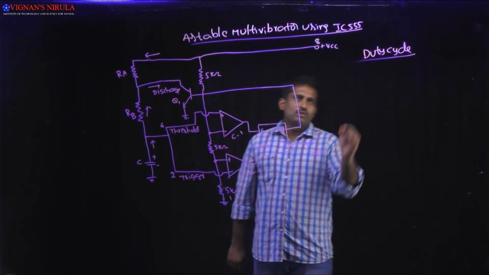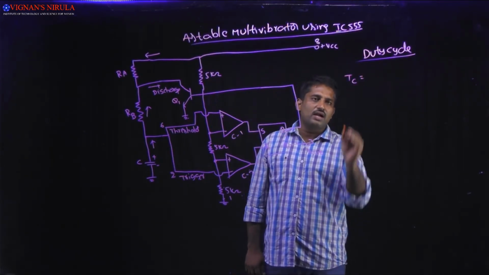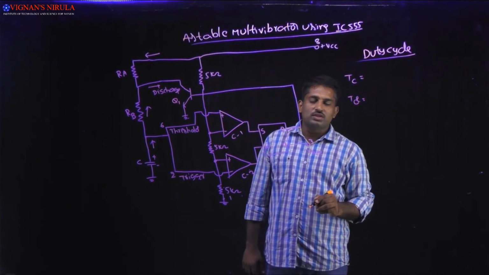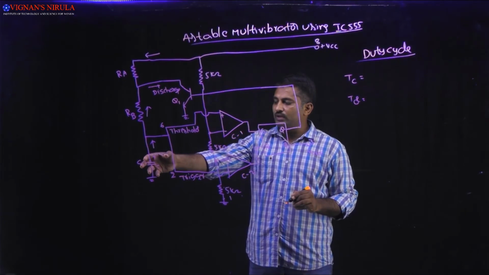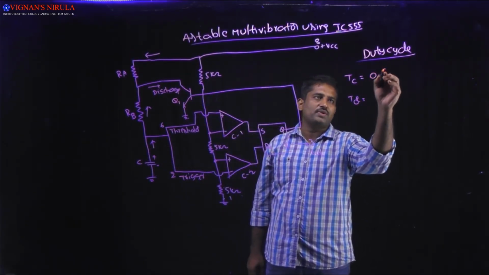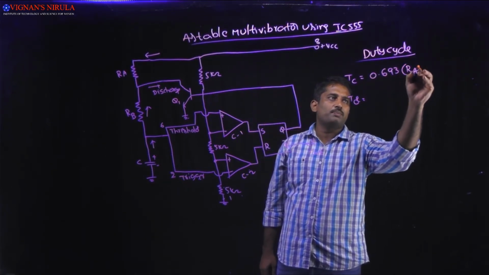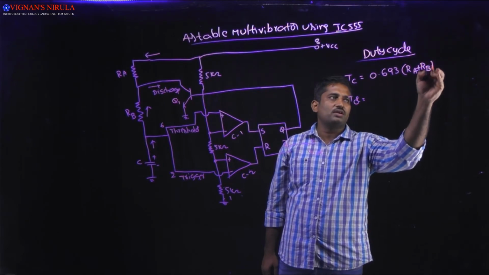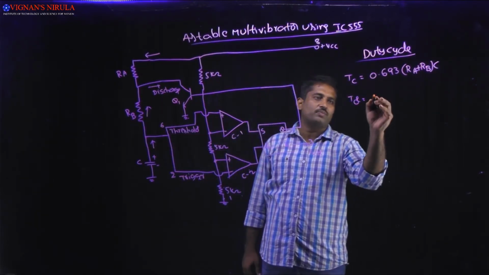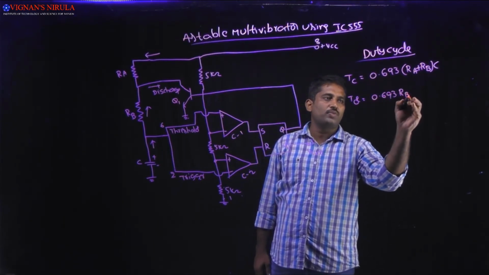So here we are treating the charging time as TC and the discharging time as TD. The charging of the capacitor will be because of RA and RB. So TC will be taken as 0.693 into RA plus RB into C, and the discharging time will be generated because of RB into C. So TD is 0.693 into RB into C.